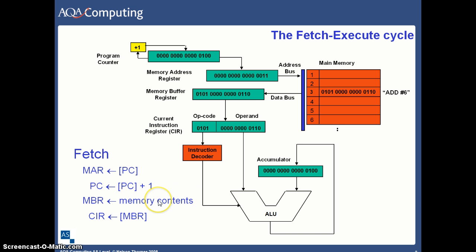So the contents of the addressed memory location, we need to add addressed in there, is transferred to the memory buffer register. The contents of the memory buffer register is transferred to the current instruction register. The current instruction is then decoded and executed.